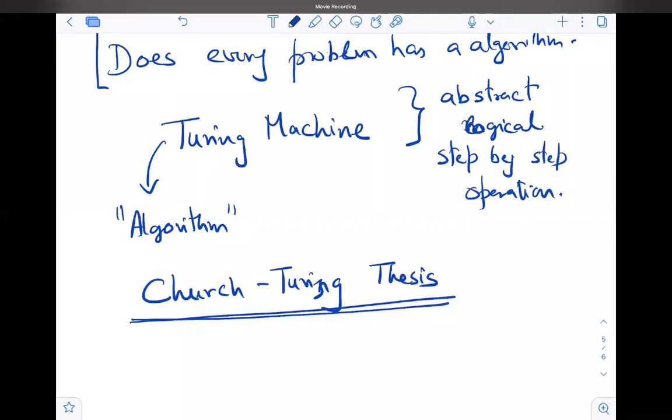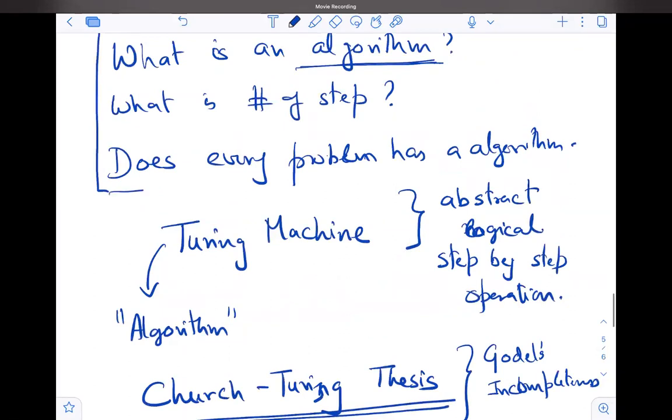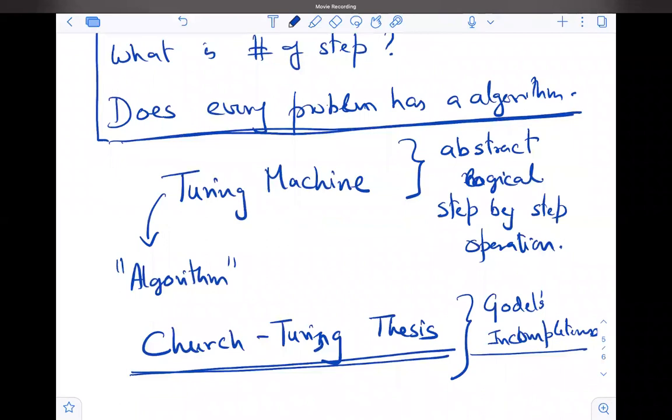Now, this goes into very complicated discussions about what that means. Are there problems that cannot be solved by this solution? You might have heard of Gödel's incompleteness theorem. Yes, they also fall in the same genre. So, does every problem have an algorithm? This is answered by Gödel's incompleteness theorem. Gödel proves that no, not every problem has a solution.